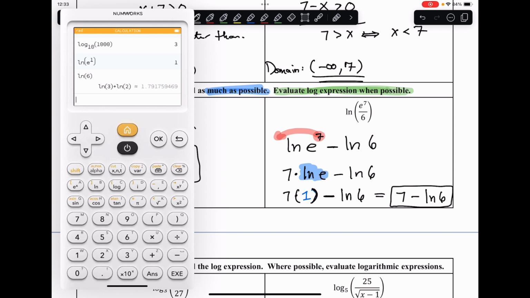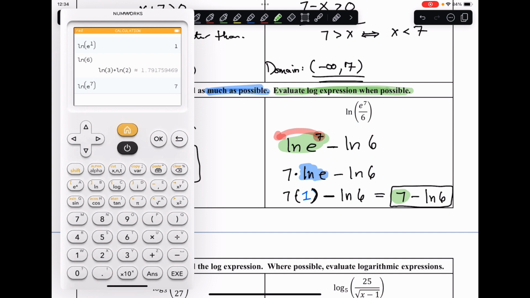Now let's say you forgot that we can use the power property where we pull this to the front. Well, the good thing is that we have our calculator, we can evaluate the log base e of 7, and that's going to give us 7. So this right here in green equals 7 regardless.